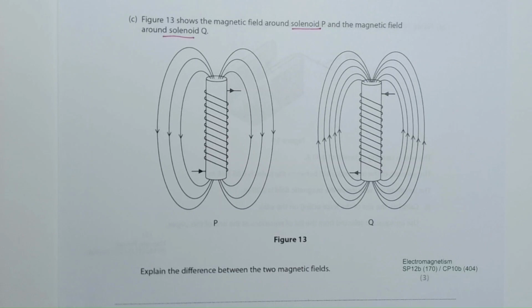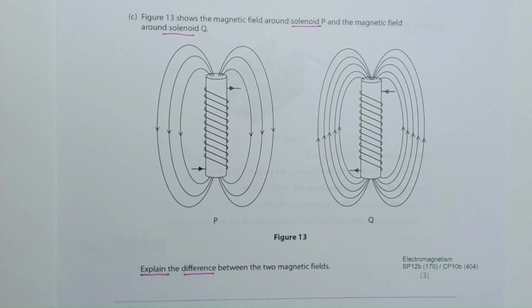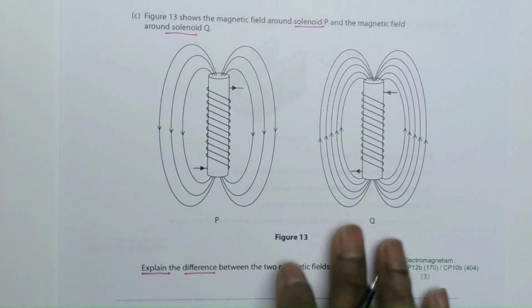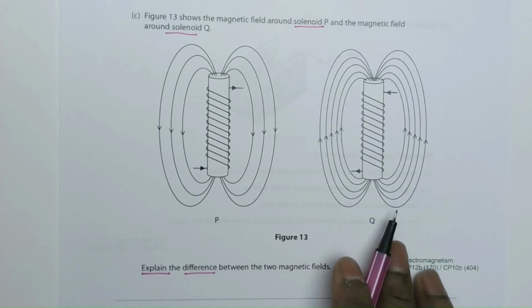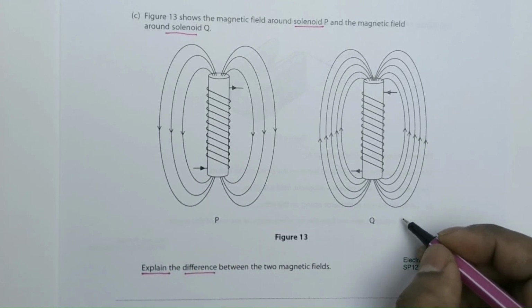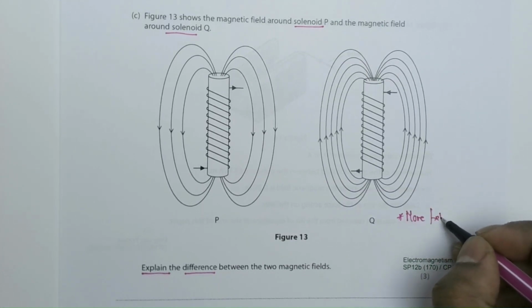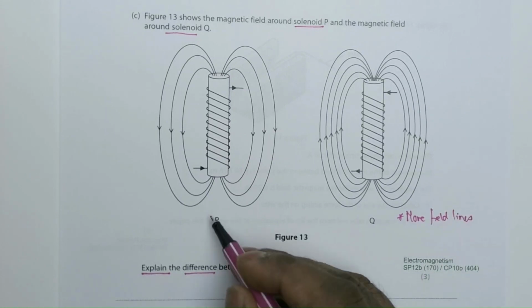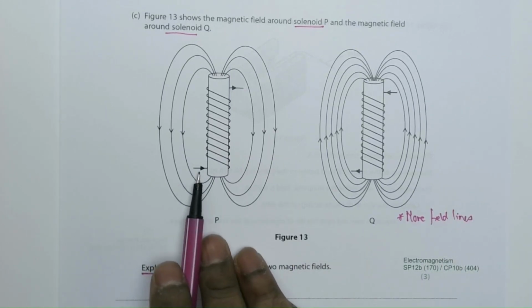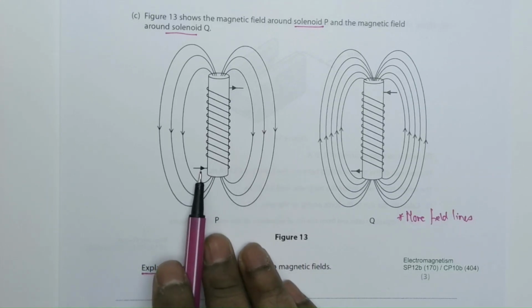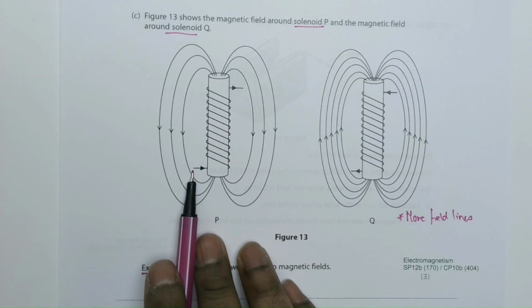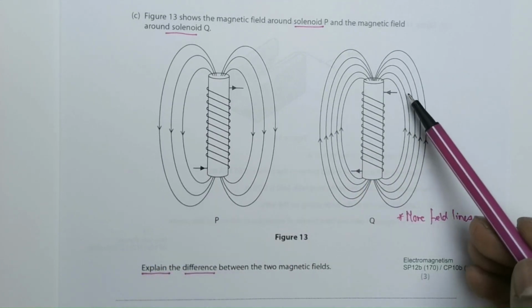And what are they actually asking for 3 marks? Explain the difference between the two magnetic field lines. So you need to give reasons and you need to identify the difference. So first of all, let's identify the differences. It is very clear that there is more magnetic field lines in Q than in P. So if I label this here, more field lines, and that's less field lines. Now as you can see, the arrows are indicating the flow of current. So in here the current is actually flowing from the bottom, and for Q it's actually flowing from the top.